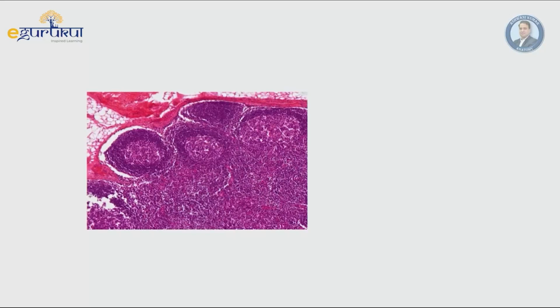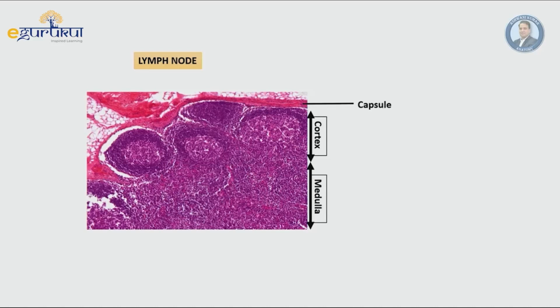Now, this is a picture of a section showing the lymph node. What are the features in the lymph node? First of all, it is divided into cortex and medulla, which you will not see in the case of the spleen. So in the lymph node we have the cortex and the medulla, and it is obviously encapsulated. We have a capsule present around it.